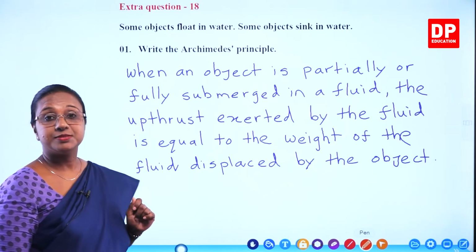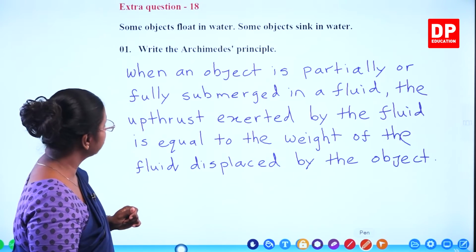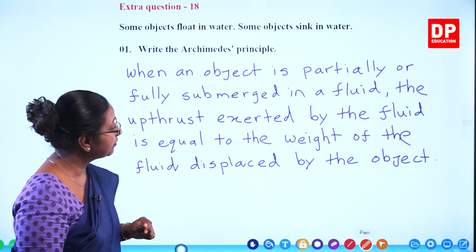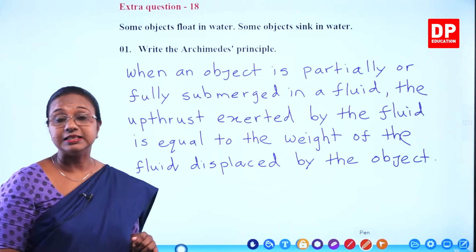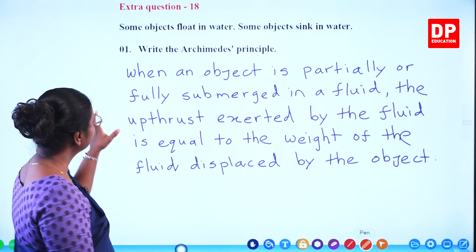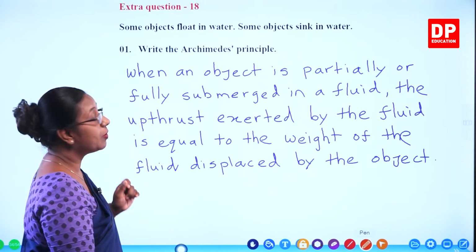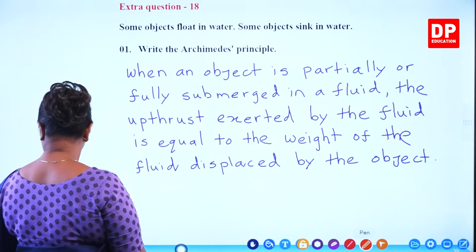When an object is partially or fully submerged in a fluid, the upthrust exerted by the fluid is equal to the weight of the fluid displaced by the object. So I am sure students you would have written this answer correctly. With that, we will move on to the next question.